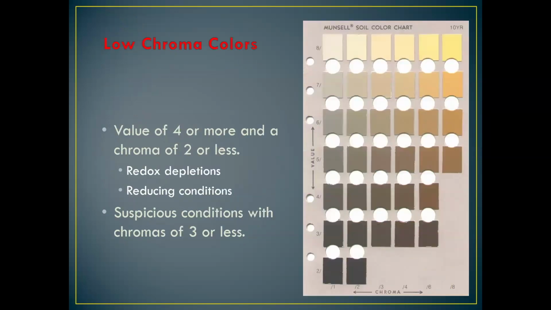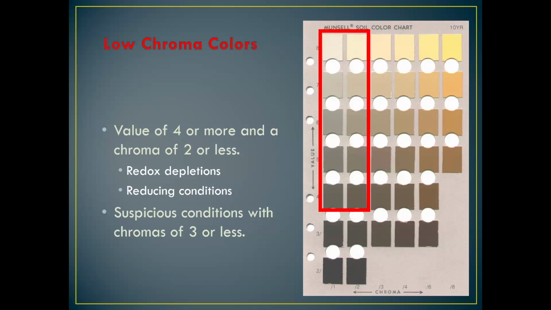So the low chroma colors, we mentioned that, and again, we'll get a lot more into how redox occurs and what they are. But low chroma colors, so having low chroma or towards the black and white end of the spectrum, is a value of 4 or more and a chroma of 2 or less. So if we're in that zone right here, that can indicate that we have depletions. So if the iron's been removed off of the surface of the minerals, or it's a reducing condition, and again, we'll explain more about that when we talk about redox, but it's a change in the chemical composition of the iron due to it being submerged underwater for a period of time.